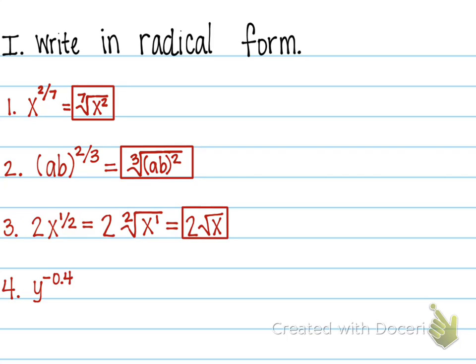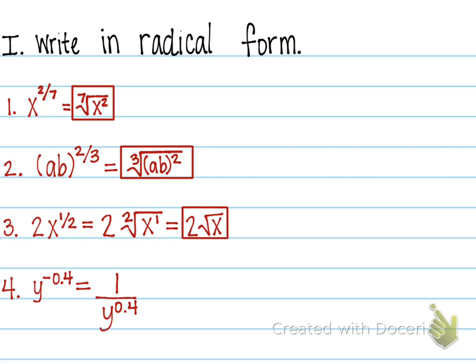Number 4, we have y to the negative 0.4. So we need to fix that negative first. Back in the beginning, we talked about negative exponents. So if we wrote y to the negative 0.4 as a fraction, we'd put it over 1. So we want to change that into 1 over y to the 0.4. We always fix it to be positive, and then we take our next step.